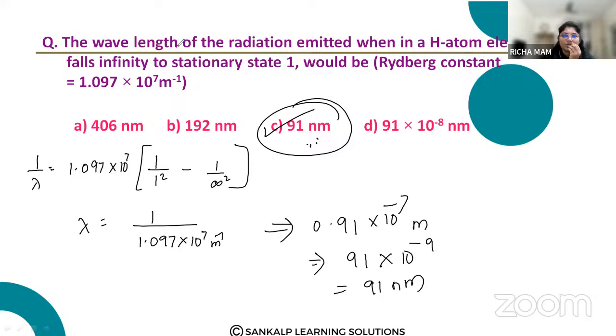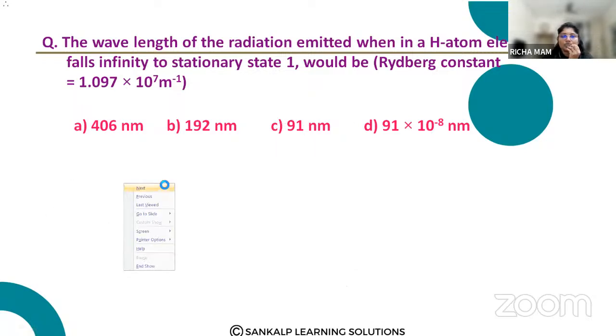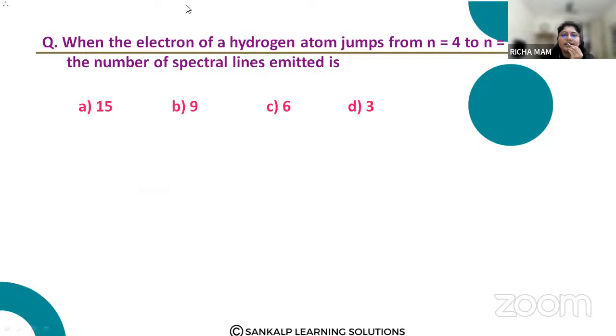Okay. When the electron of a hydrogen atom jumps from n equals 4 to n equals 1 state, the number of spectral lines emitted is. How are you going to answer this? A 15, B 9, C 6, and D 3.